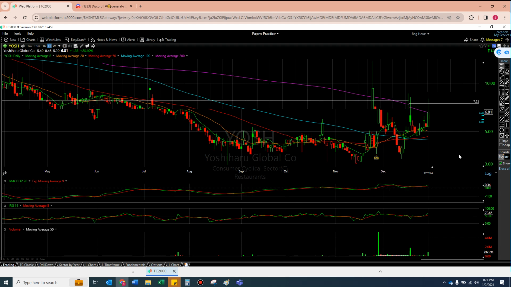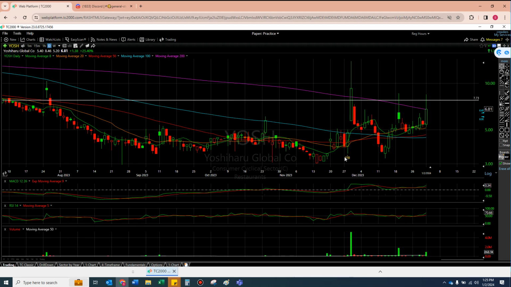Again, I do not like reverse splits. I can very easily see the 200 moving average reject this thing and send it back down, all right? I mean, it's clearly done it once right there, right? This didn't even get to it. We've hit it again. I can see it rejecting it, right? But man, that's interesting. And like I said, I like the accumulation here.